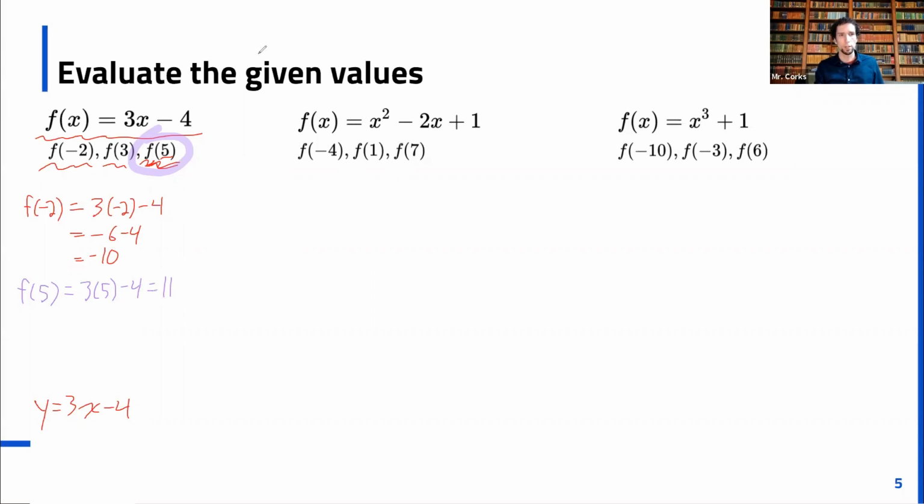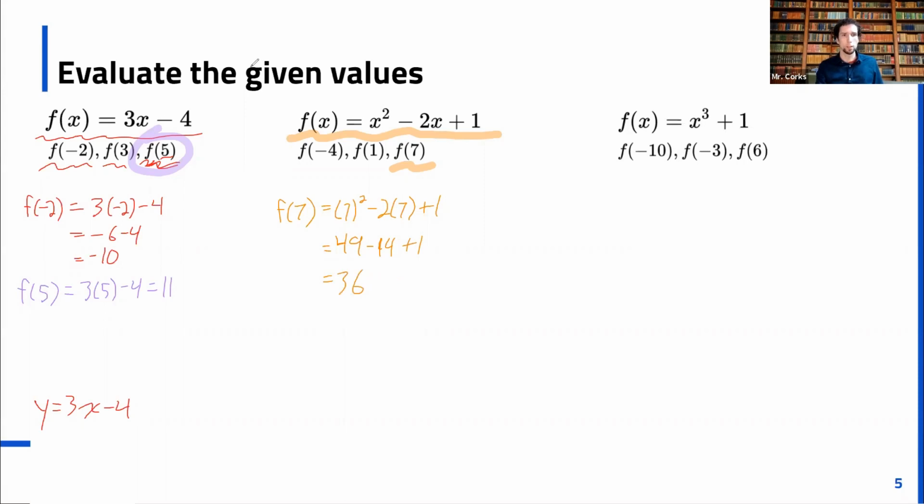Let's try some more. Let's try the one in the middle here. I'm not going to do all of these. Let's try this one for f of 7. What is f of 7 for this function? Okay. So seeing that in the chat, got that pretty quick, 36. So just 7 squared minus 2 times 7 plus 1. 49 minus 14 plus 1, 36.